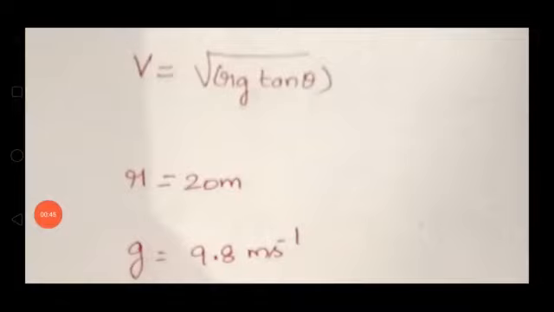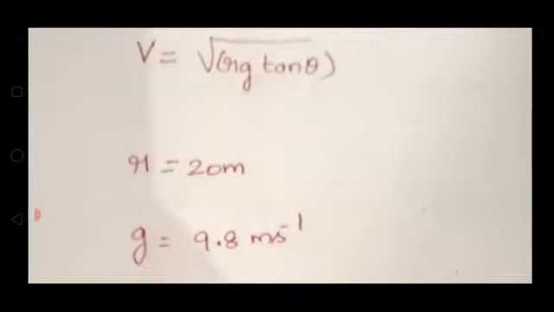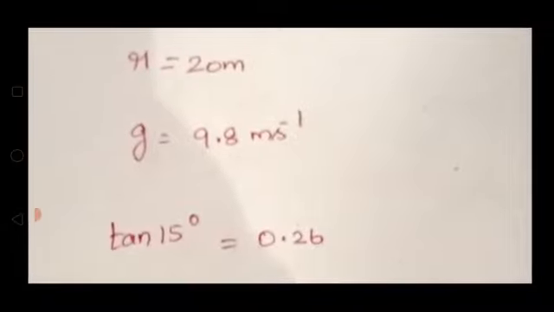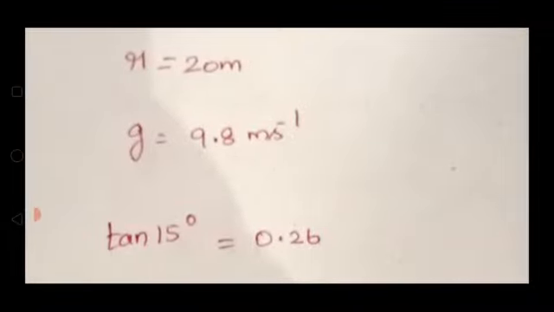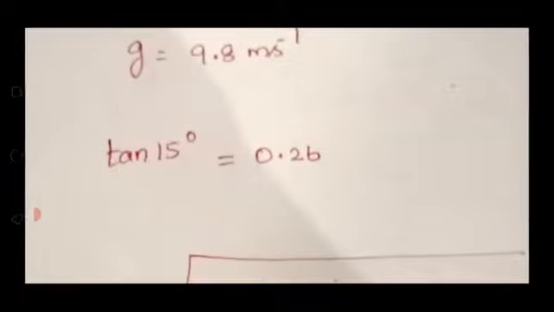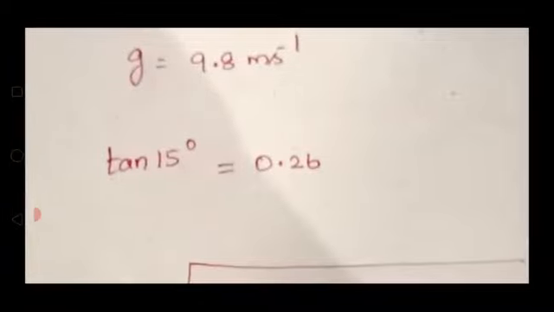V is equal to root of R g tan theta. R is equal to 20 meter and g is equal to 9.8 meter per second squared, and tan 15 degree. You know how to find out the tan 15 degree. In your book, in the last pages, you have the natural tangents from 0 to different values. Go to that page and find the 15 value. So that is tan 15 degree.